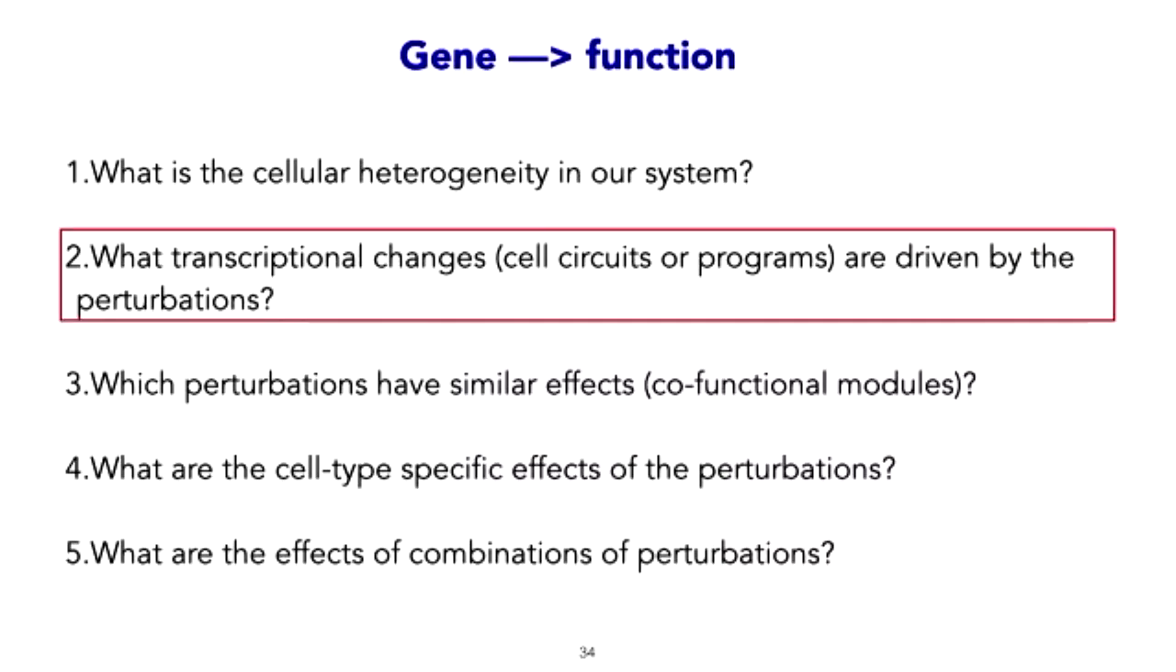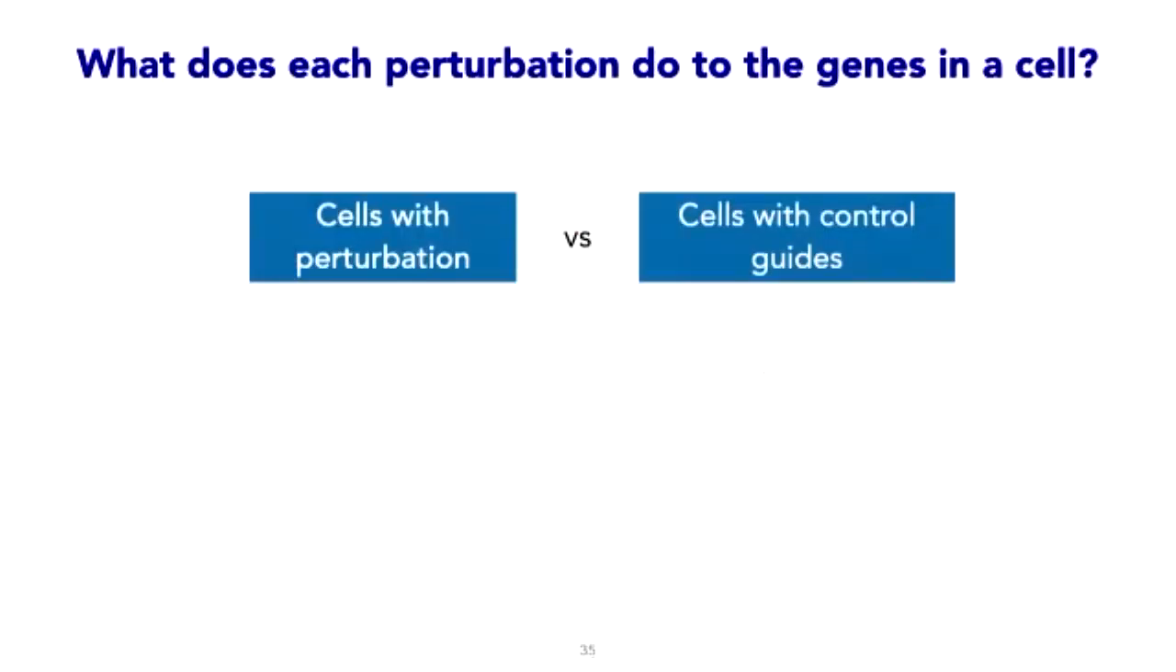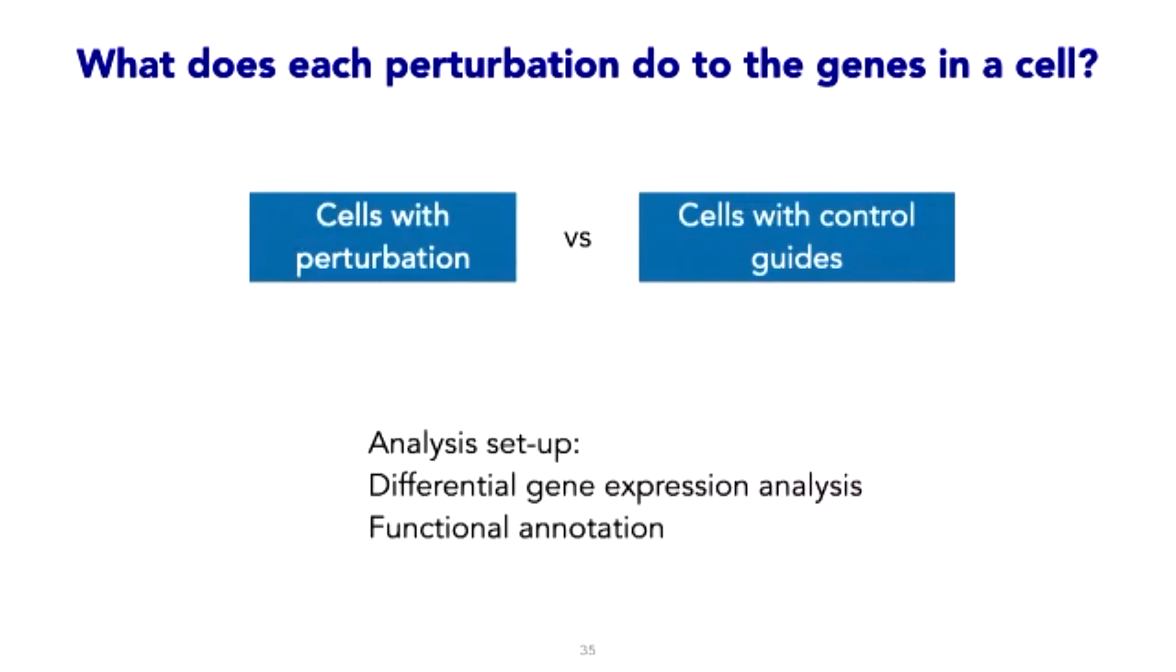Then we can ask, what are the transcriptional changes driven by the perturbations? This question can be further broken down to ask, what does each perturbation do to each gene in the cell? We can think of this as comparing cells with perturbation to cells with the control guides or control cells to ask what is different in the cells which have the perturbation. This is a very typical analysis setup for differential gene expression analysis.